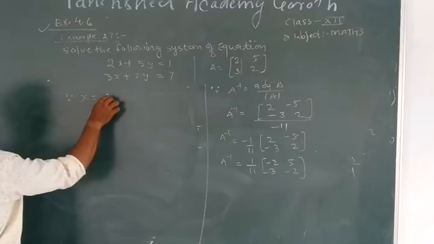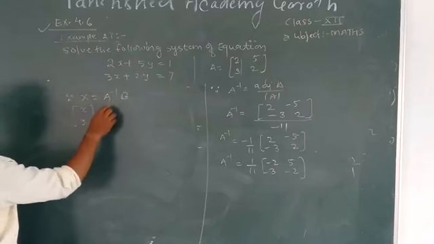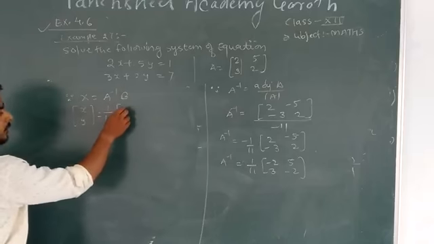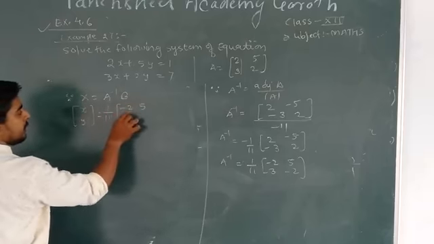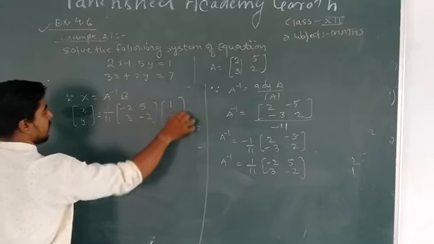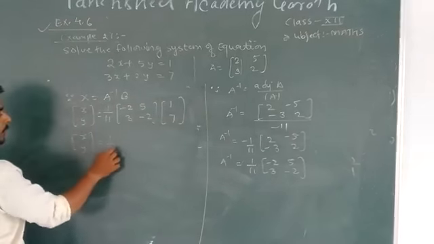x is equal to A inverse of B, x is a matrix which contains the two element xy, whereas A inverse is another matrix that is 1 upon 11 minus 2 5 3 minus 2 multiplied by 1. B is another matrix which contains the 1 7. It is xy is equal to 1 upon 11.